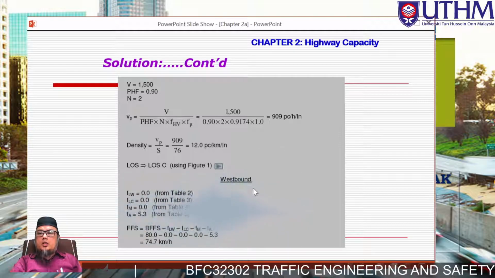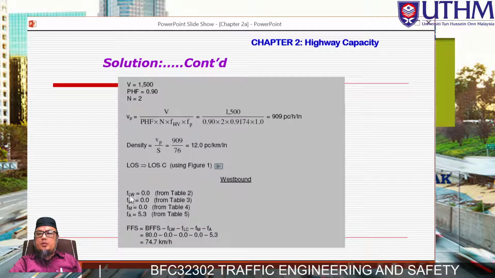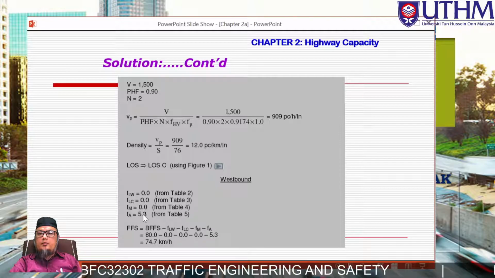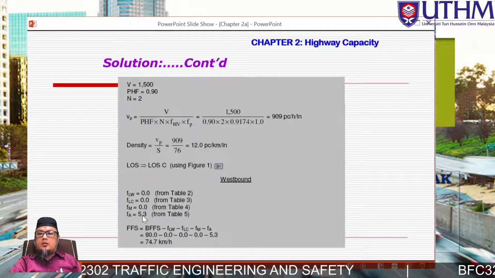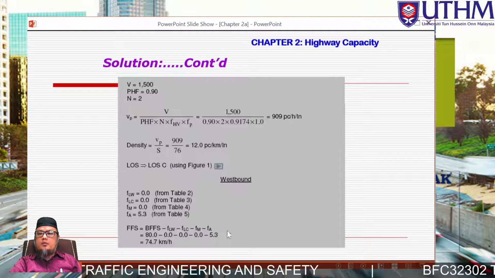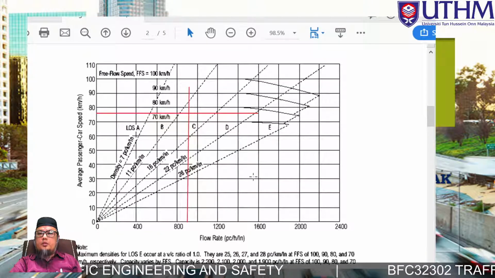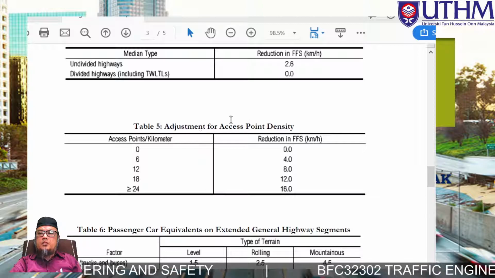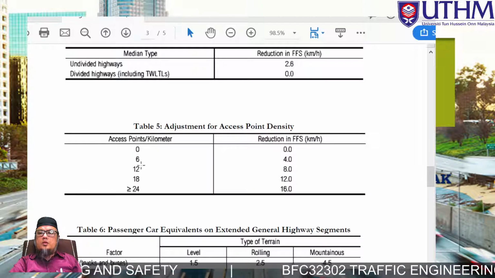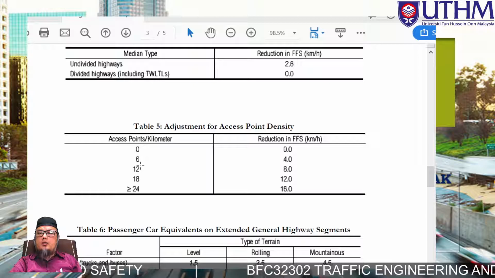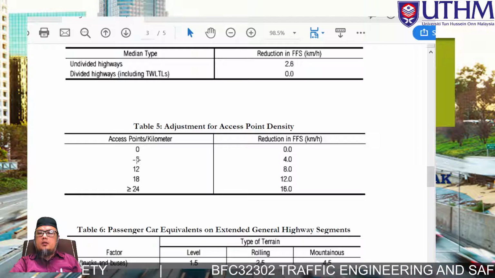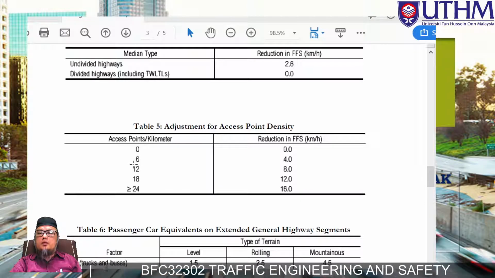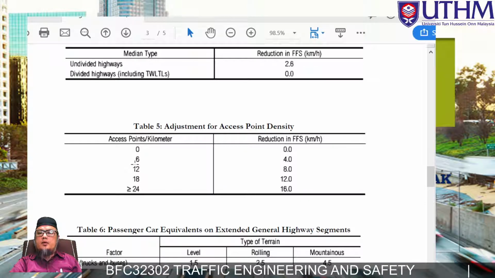Okay, next to calculate westbound. Quite similar procedure, but you refer to this one. The access point for this direction is 5.3. Where do they get 5.3? Here, access point density. The direction for westbound, they have 8. 6 for eastbound, but for westbound they have 8.